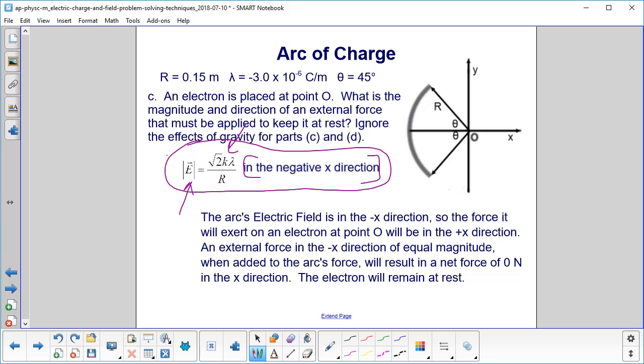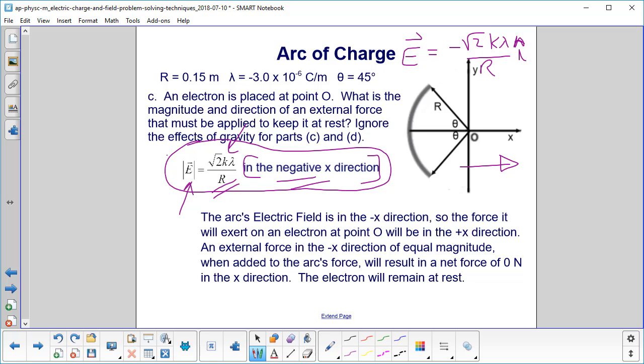Well, that's just the limitation of high school physics, because the nice way to write this really is electric field equals minus square root of 2k lambda over r i hat. Okay, there you go. That's magnitude and direction all in one nice little vector expression. So here's your magnitude, and we're just tacking on the direction just to show you. Now the arc's electric field is in the minus x direction, so the force it will exert on an electron at point O will be in the positive x direction. Remember, the electron moves opposite the electric field, right? A positive charge would move with the electric field.